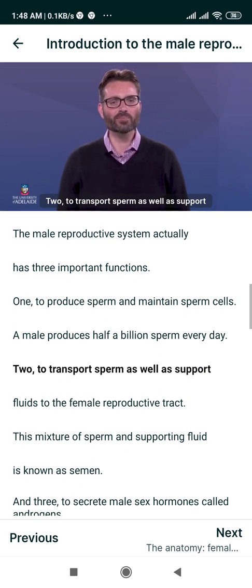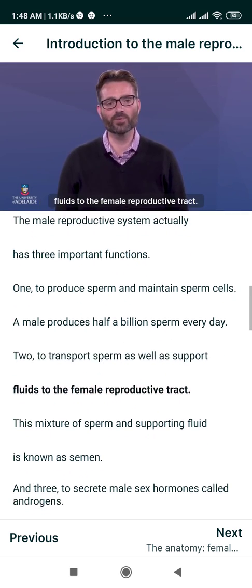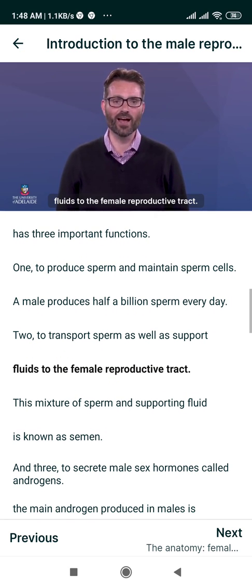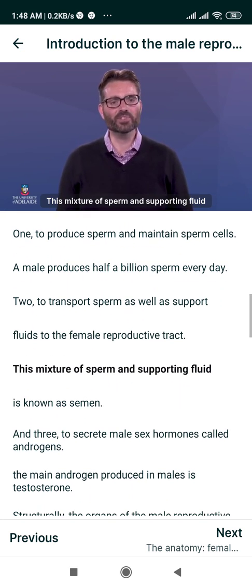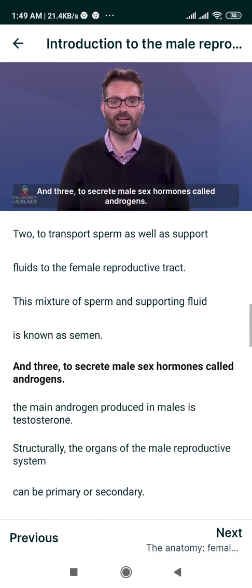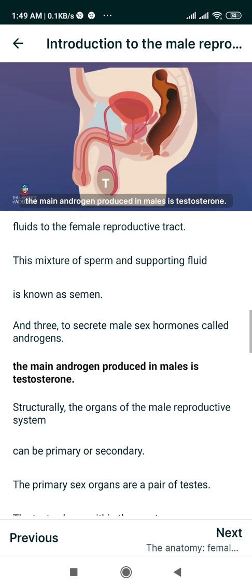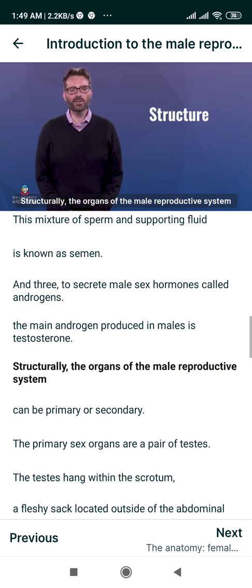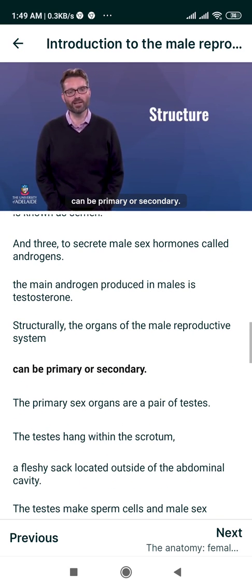2. To transport sperm as well as support fluids to the female reproductive tract. This mixture of sperm and supporting fluid is known as semen. And 3. To secrete male sex hormones called androgens. The main androgen produced in males is testosterone. Structurally, the organs of the male reproductive system can be primary or secondary.